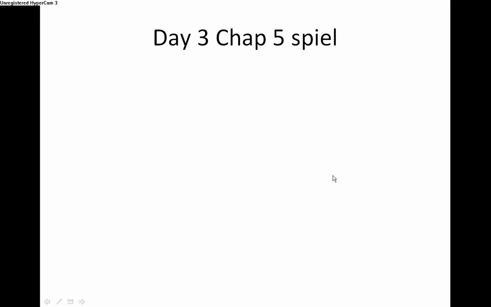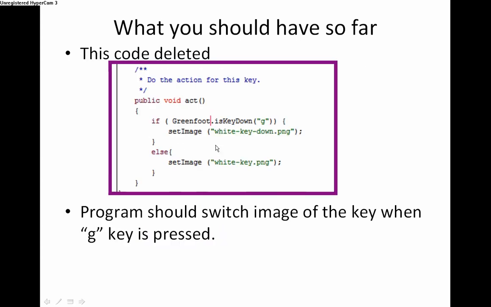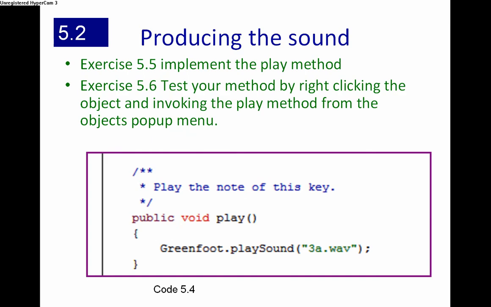Here we go. Day 3, Chapter 5, Spiel. All right, what you should have so far with your project is an instance variable up at the top, private Boolean is down. And then you have this code right here that will switch the key's image when you press the G key and back. What you should not have is this. This was bad. This is the code that switched the key when we needed it to or not. And so we need to have erased that. Okay, that's what you should have so far.